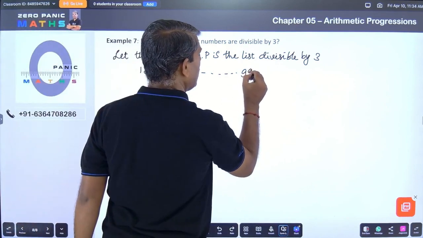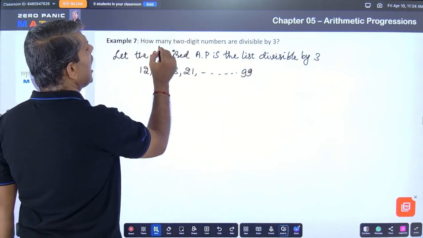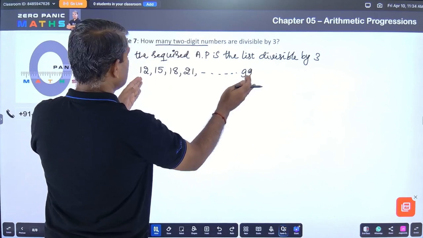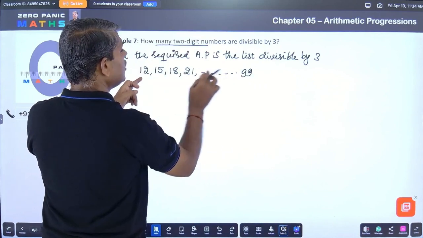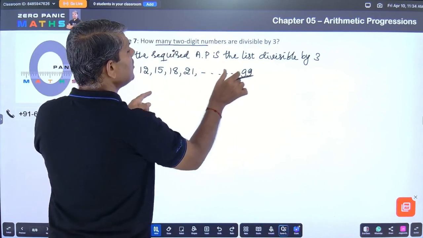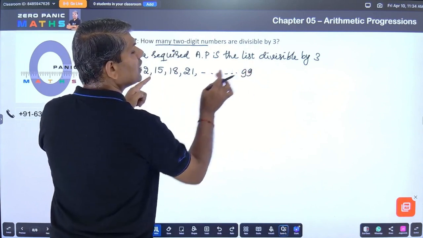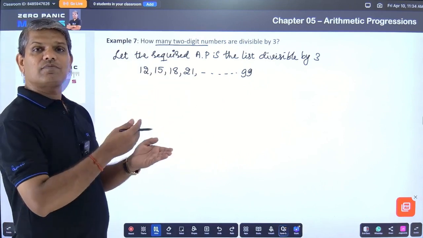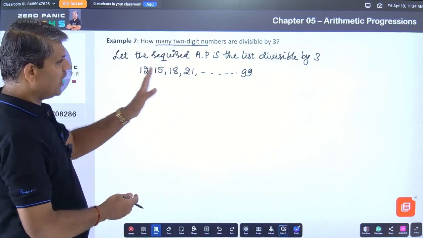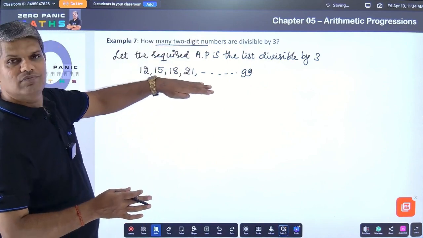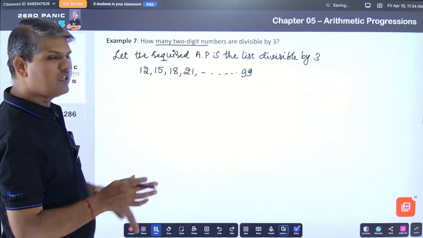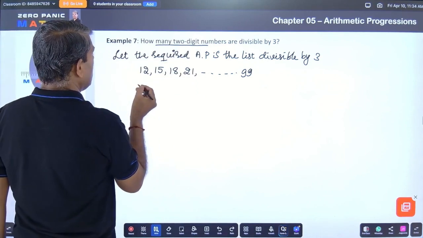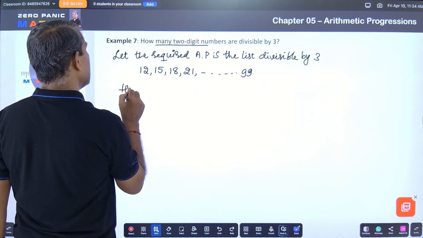Now what is our problem? How many 2-digit numbers? Now we got the list, we need to find out how many terms will appear from 12 to 99 with a difference of 3, or the multiples of 3. That is the actual problem. You understood this point? Now let us find out what are a, d and n.